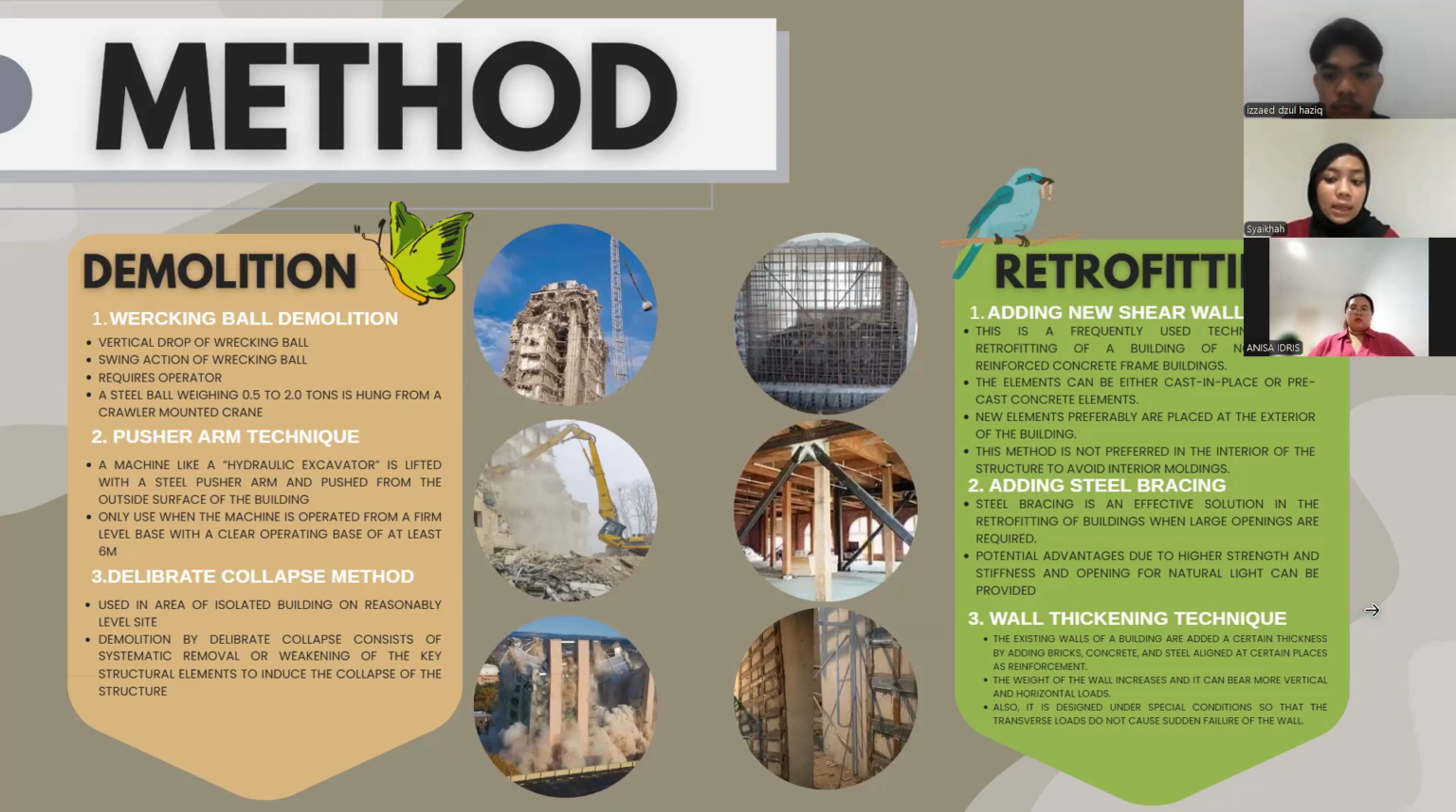Lastly, wall thickening technique. The existing walls of a building are given a certain thickness by adding bricks, concrete, and steel aligned at certain places as reinforcement. The width of the wall increases and it can bear more vertical and horizontal loads. Also, it is designed under special conditions so that the transverse loads do not cause sudden failure of the wall.